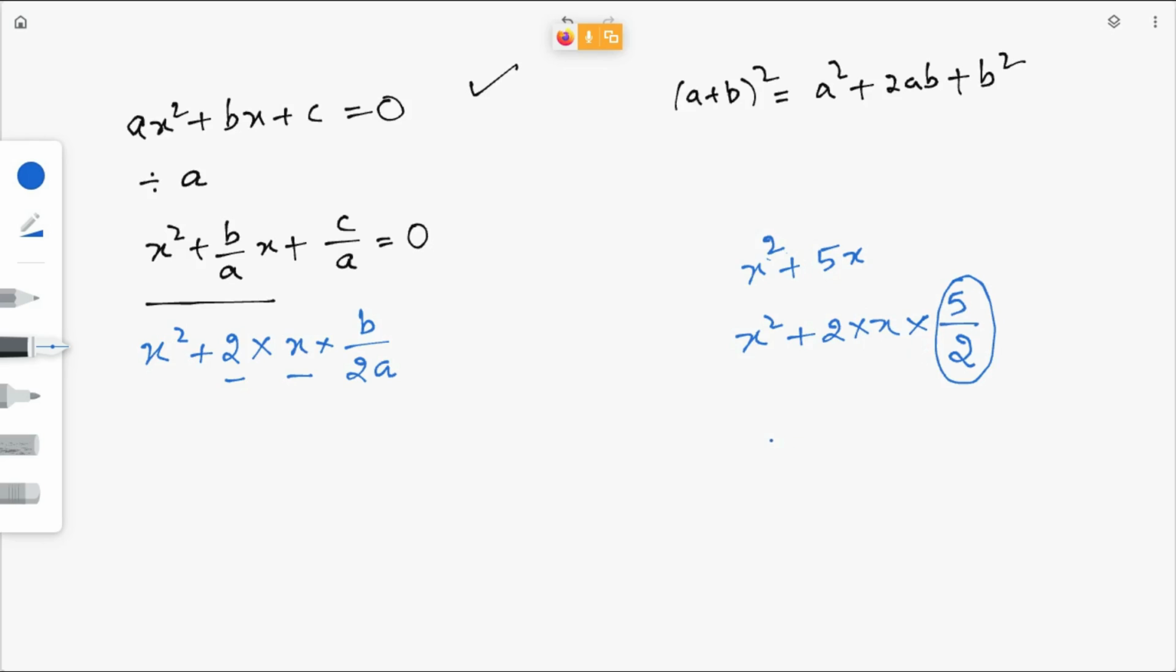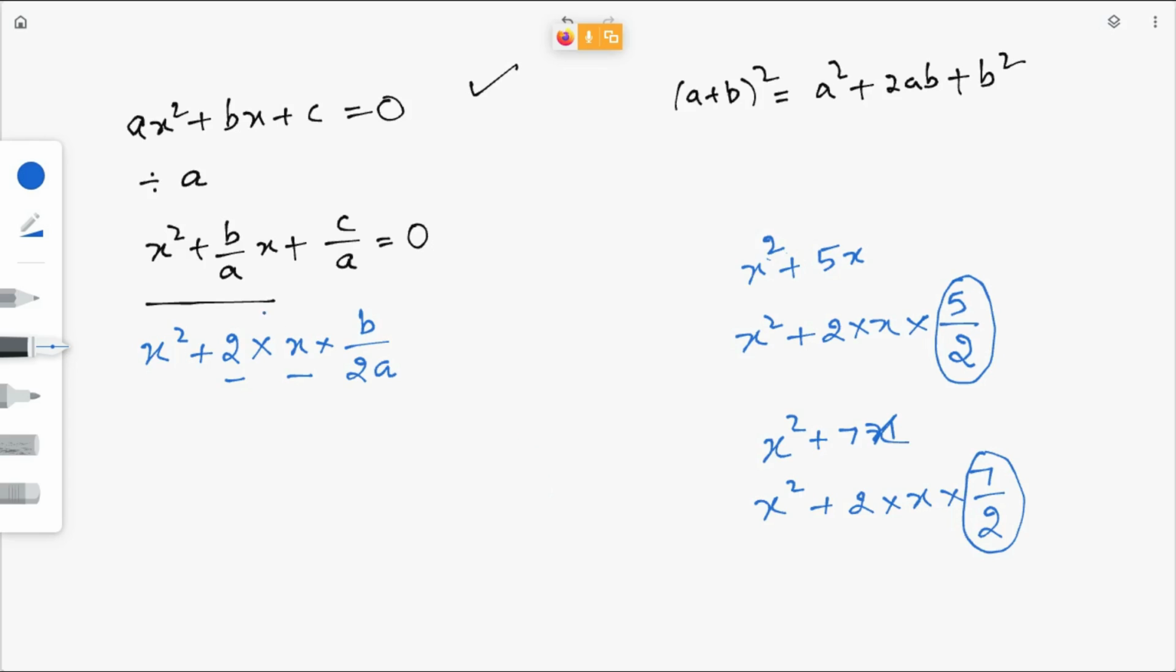Okay, let me take one more example. x square plus 7x. You will keep this x square as it is. Now how to divide this 7x in the form of 2ab? First 2 into x, 2 into x into 7 by 2. Very good, 7 by 2. So what is b here? 7 by 2 is your b.